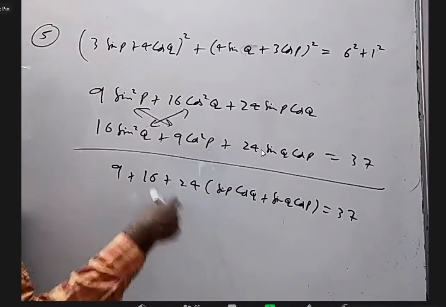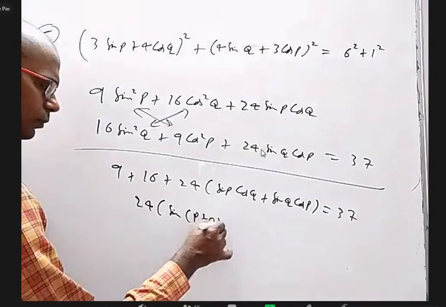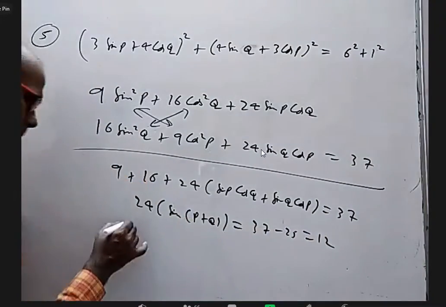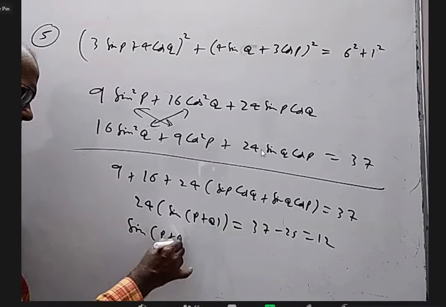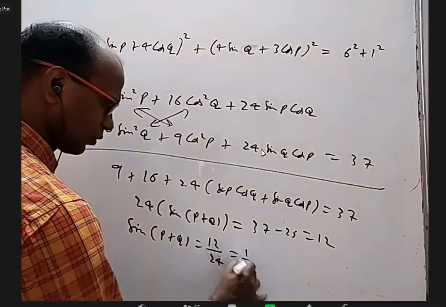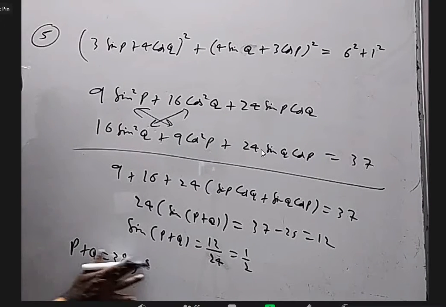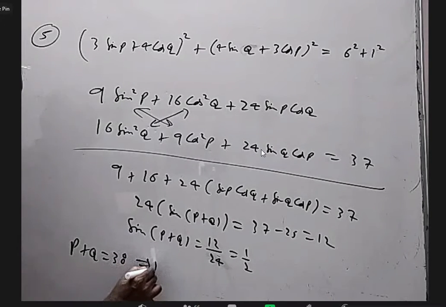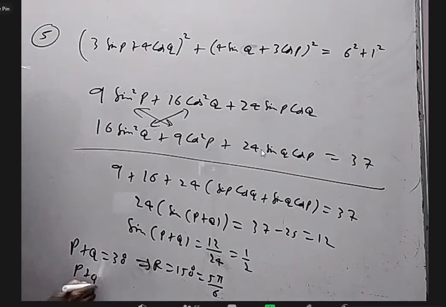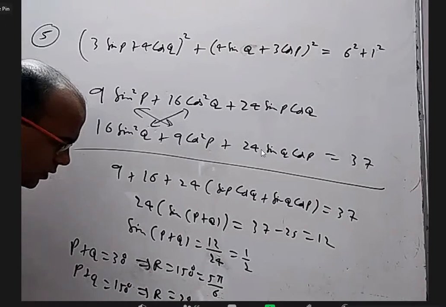24 common, sin p cos q plus sin q cos p is equal to 37. This is 25, so 24 times sin of p plus q is equal to 37 minus 25, 12. Sin p plus q is 12 by 24, which is 1 by 2. So you can take p plus q as 30 degrees. At that time, r will be 150, which is 5 pi by 6. Or you can take p plus q as 150, then r will be 30 degrees, which is pi by 6.